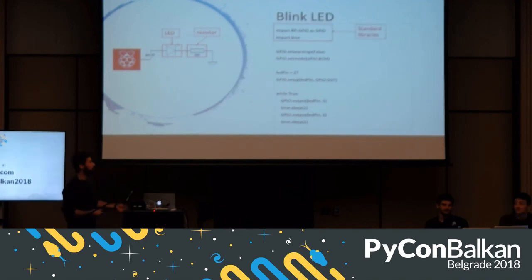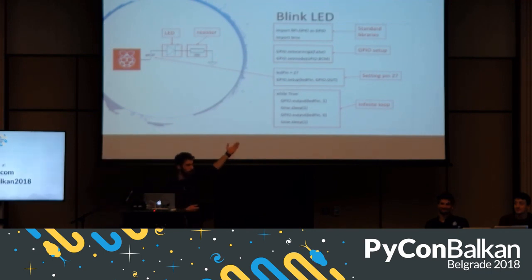How the code looks for that, so you have to import some kind of libraries to use the GPIO, that's general purpose input output. Those are the pins. Then you have to do some basic setup. This is normal stuff. And then you have an infinite loop. So every kind of device, kind of hardware that you build is going to have an infinite loop. And for blink, you just have to turn your LED on, and then you turn it off.